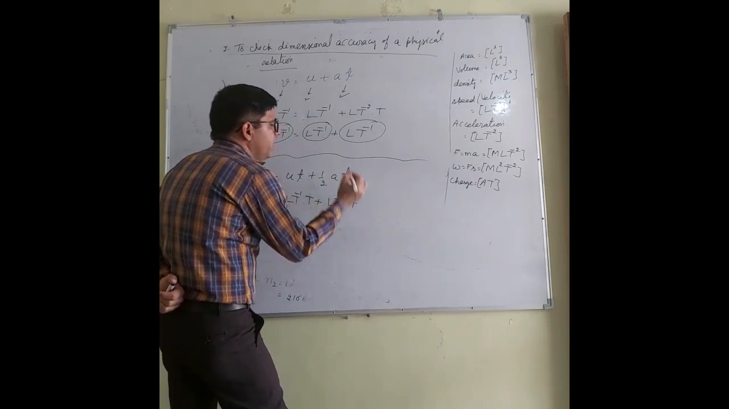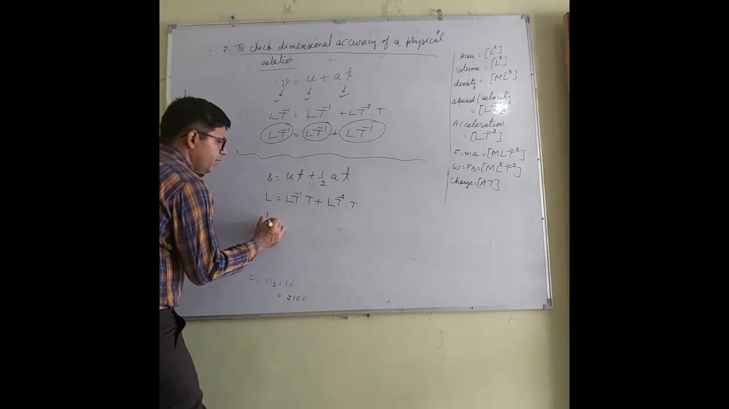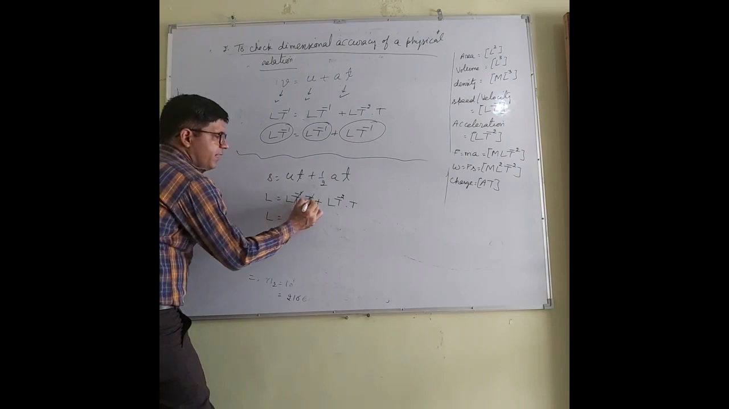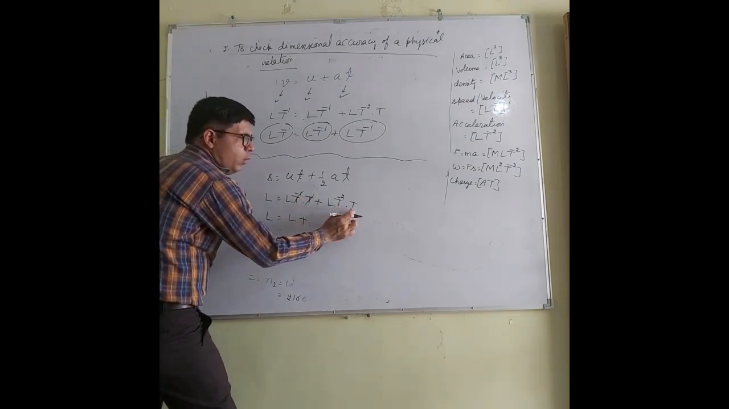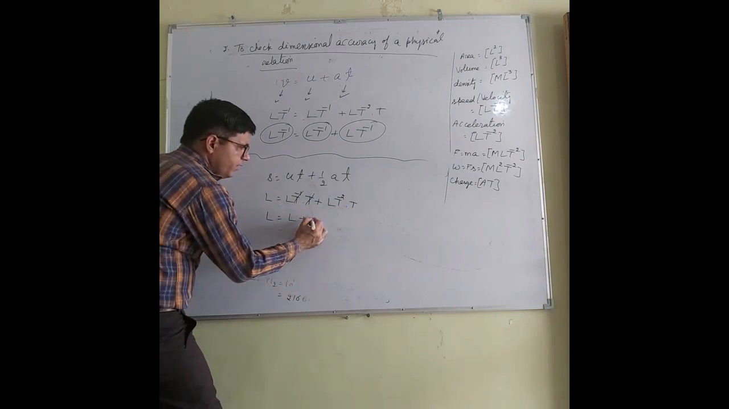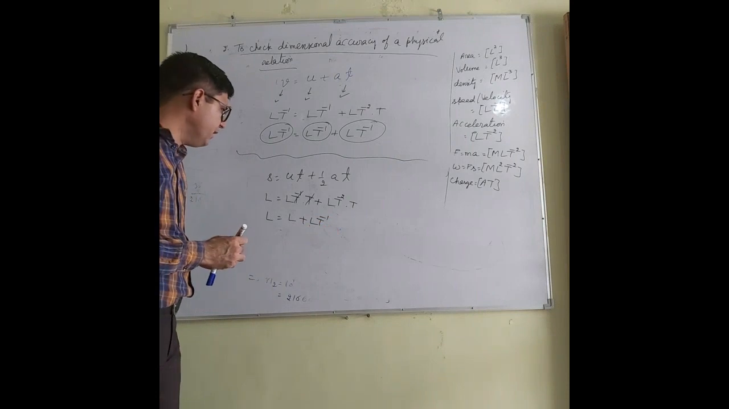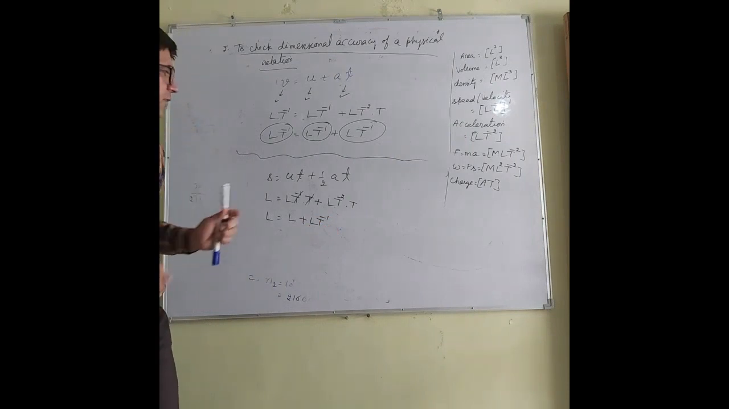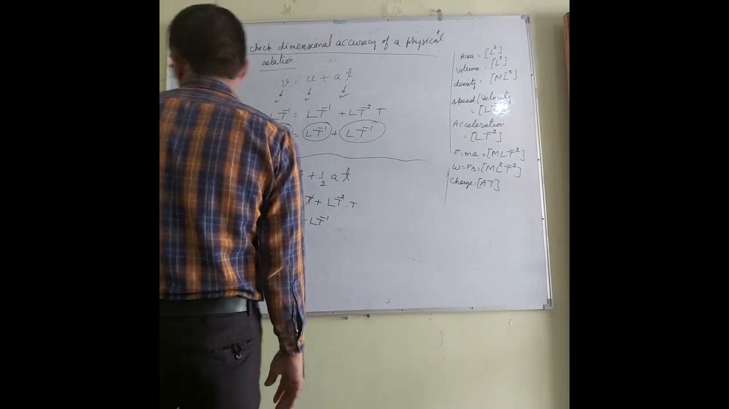And what about t? Time is T. So this is L. This T gets cancelled, L. And here T^-2 T. So what is this? LT^-1. What does it mean? It means that this dimension formula is incorrect. So this formula is incorrect.